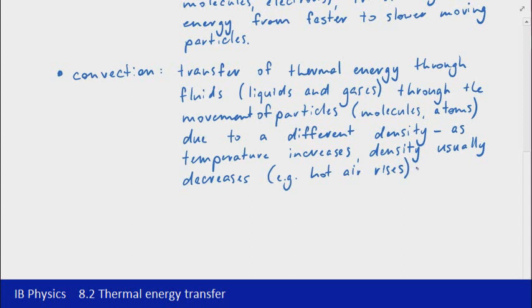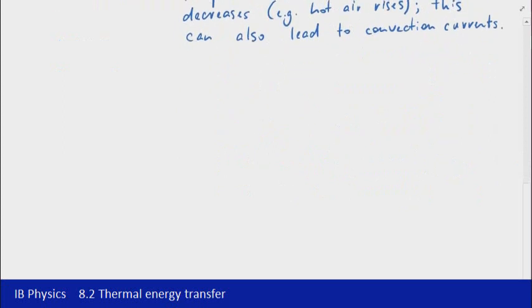This also leads to convection current. So when we talk about convection current, we're really talking about the movement of a fluid due to the different densities. So a couple of examples of convection currents.